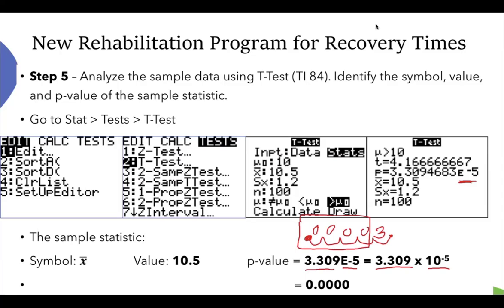A very, very significant p-value. Our symbol for the sample statistic is x bar, and its value is 10.5. Its p-value, that is the area from 10.5 to positive infinity, is 0.